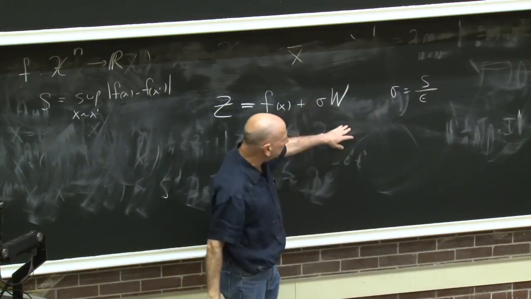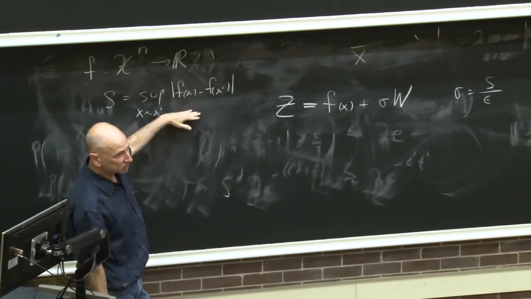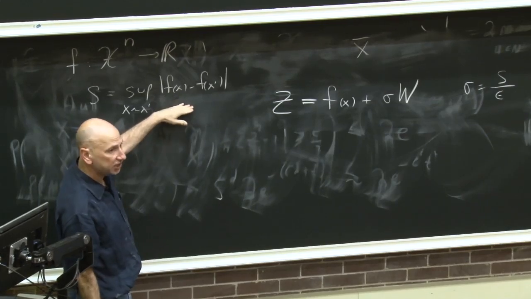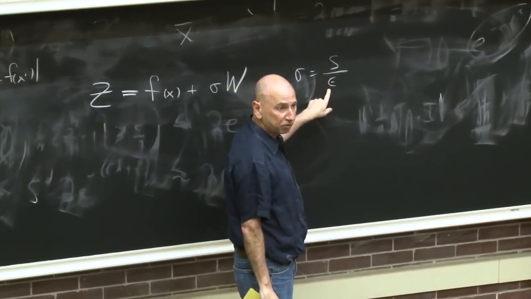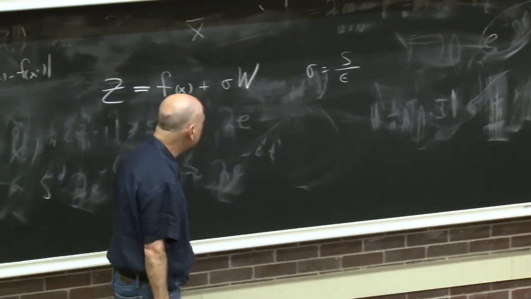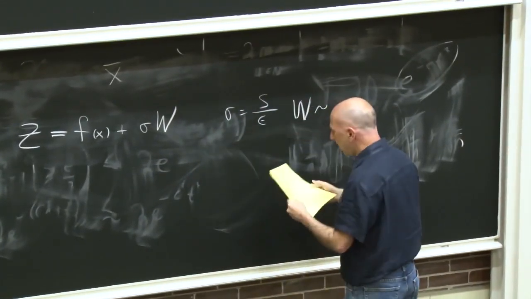So sigma is going to be big if the sensitivity is big. This is really measuring how stable this function is. If I wiggle it around, how much does it change? And epsilon is the privacy parameter. Remember, smaller epsilon is more privacy. So as I make epsilon smaller, sigma gets bigger. I have to add more noise. And what's W? W is a draw from a Laplace distribution.